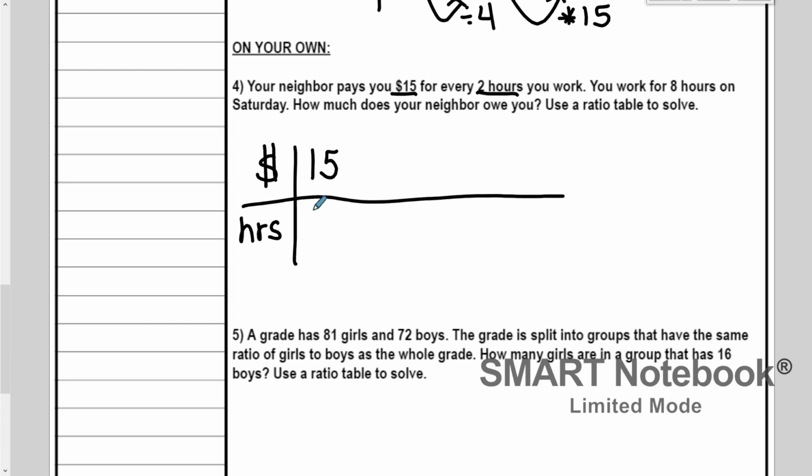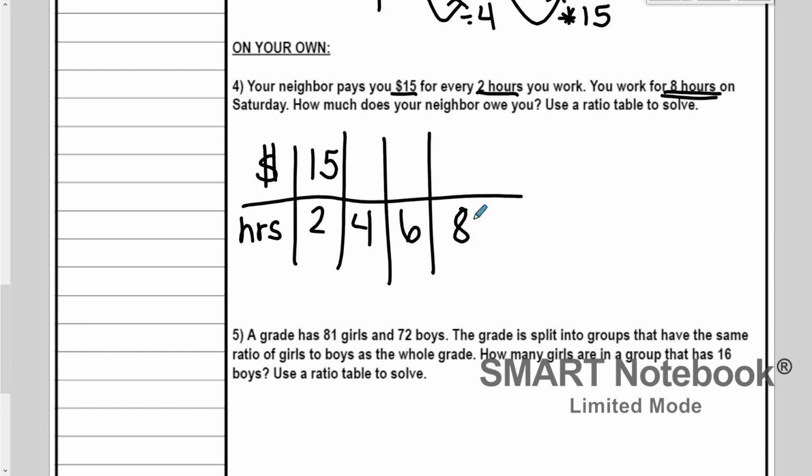We should have $15 for 2 hours, and we want to get up to 8 hours. So if we're building this table, we'd count by 2's on the bottom because we're trying to get to 8 hours. We want to count by the 2's so we know when to stop. 4, 6, 8, and there I'm at 8 hours.